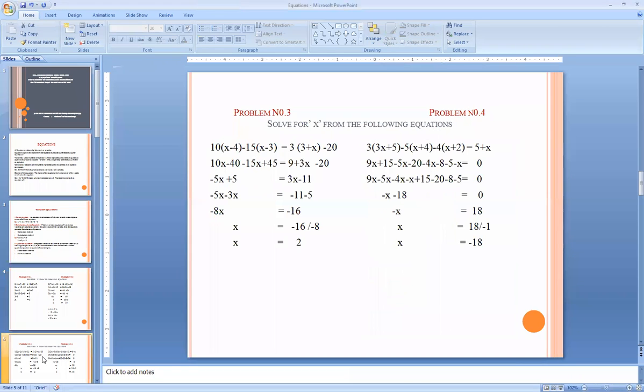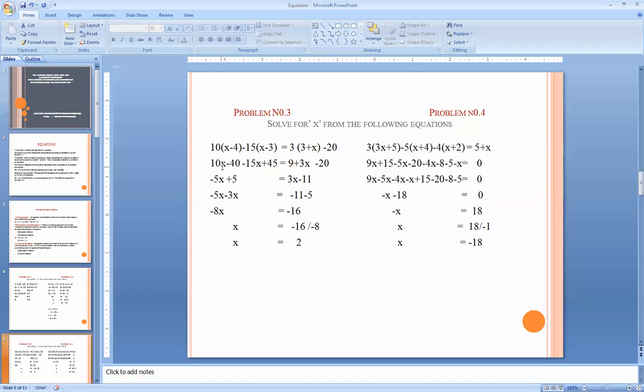Right? Let us see the third question here. That is the problem given. Solve for x from the following equation: 10 into x minus 4 minus 15 into x minus 3 equals 3 into 3 plus x minus 20. This is problem number 3, and on this side I have written problem number 4. Now we have to open these brackets. First we'll multiply signs, then the numbers. Plus into plus is plus. No need of indicating plus signs, only for a minus it should be indicated.